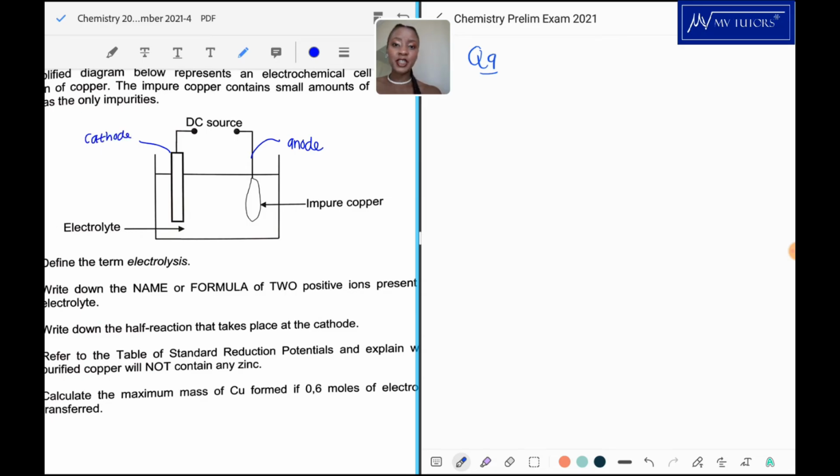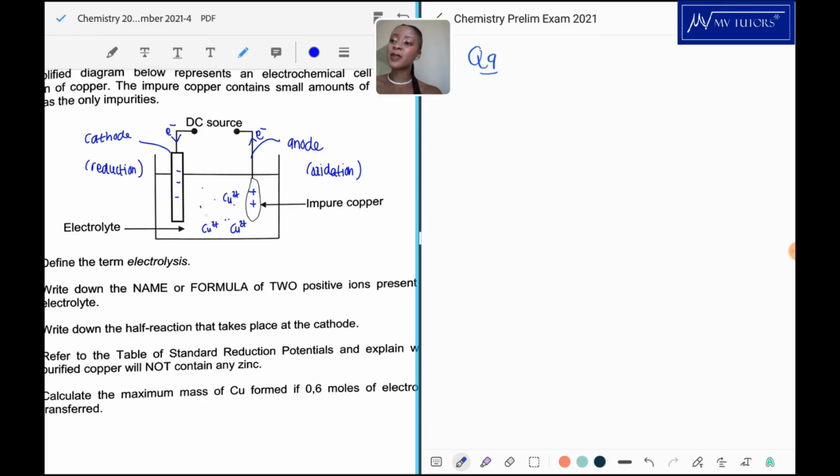Remember, with an electrolytic cell, the anode is positively charged and the cathode is negatively charged. The electrons flow from the anode to the cathode. So the anode is where oxidation occurs, and at the cathode is where reduction occurs. Your impure copper with the electrolyte will be inside here. From your impure copper, as it is oxidized, you will have copper 2 plus ions.